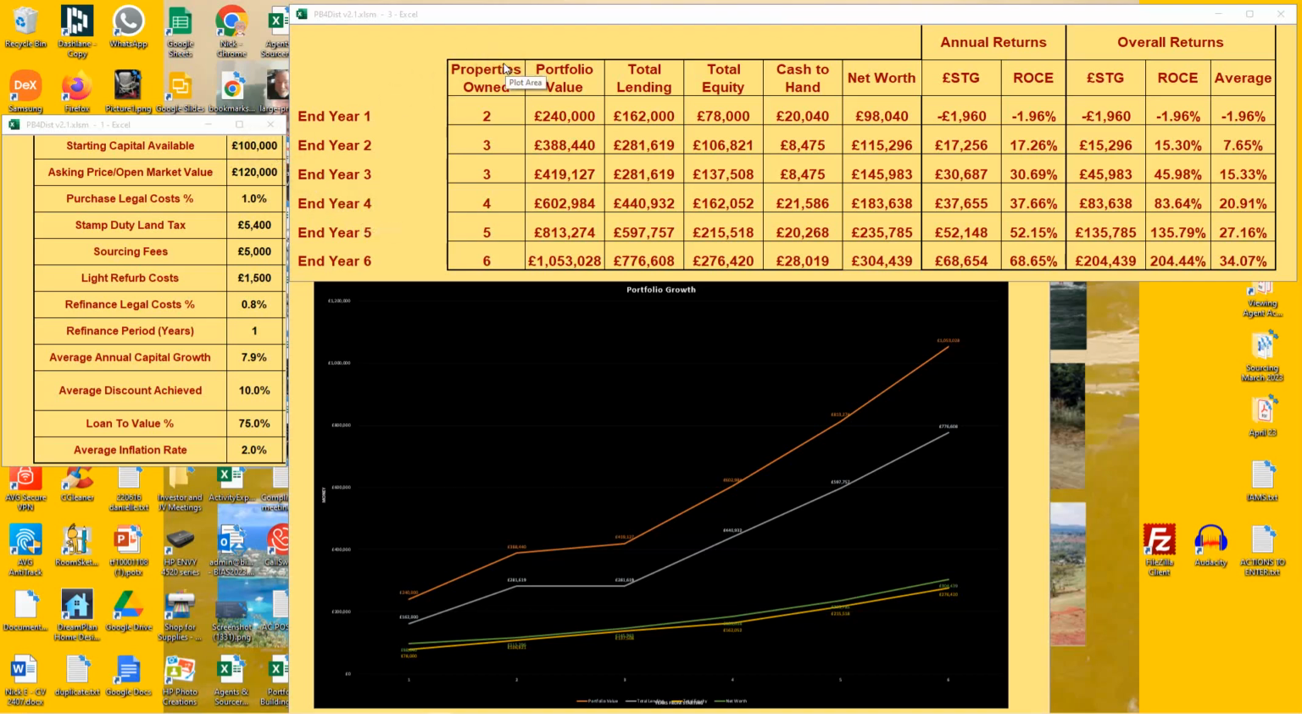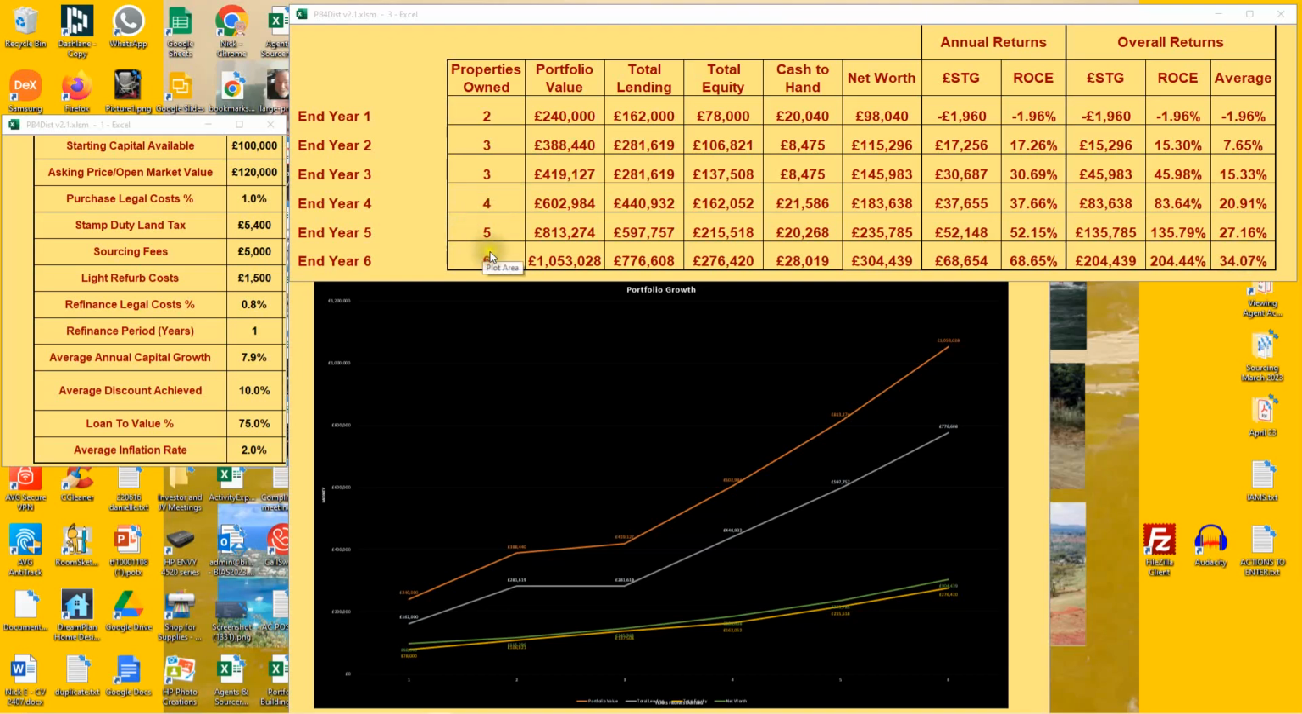So the key figures to follow in the table, they'll all change as we change these figures, and it's worth pausing the video if you like, or using your own copy of the tool to check out these various figures. But what we're really looking at is the number of properties we achieve in the 6-year cycle and the average return on the capital employed for the 6 years.